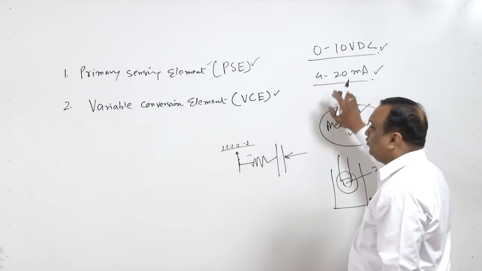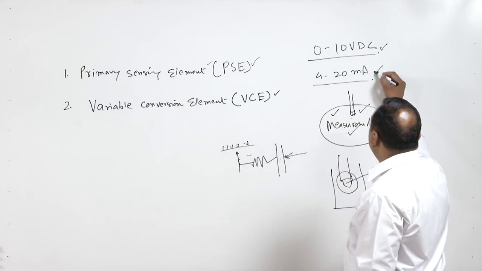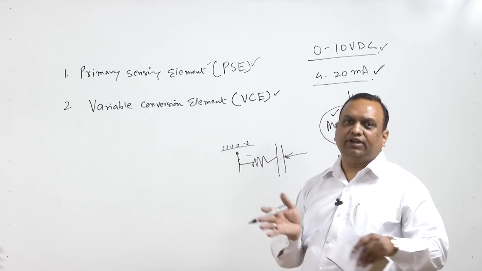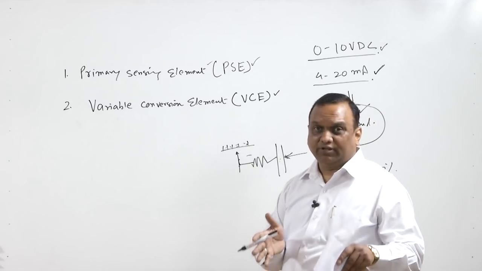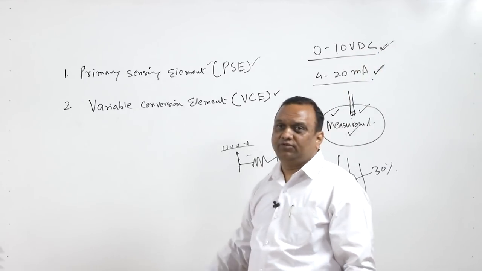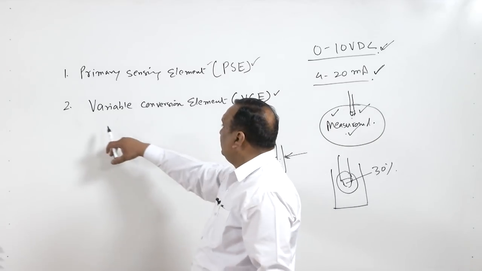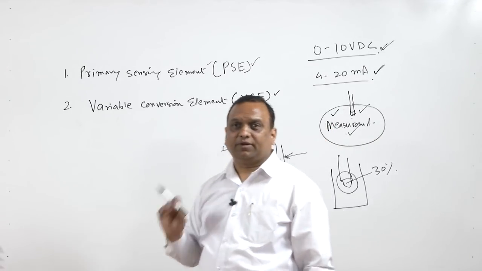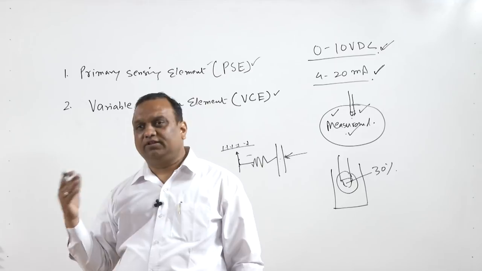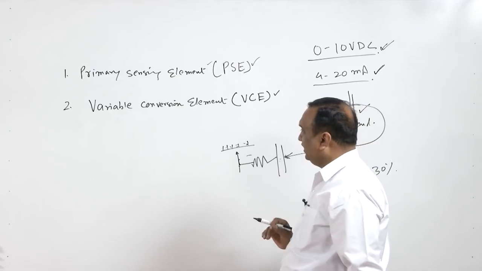Now, if the signal has to be transmitted to a far off place, normally this type of output is preferred. But when we are after accuracy and the data acquisition system is very close, then we can go for the 0 to 10 volt DC system. In detail, these things we will discuss when we discuss data acquisition. Now, here we will focus on the variable conversion element. The purpose of the variable conversion element is to convert one form of signal into another form of signal, and it maintains the basic nature of the signal.